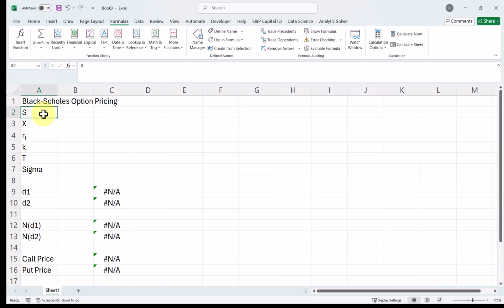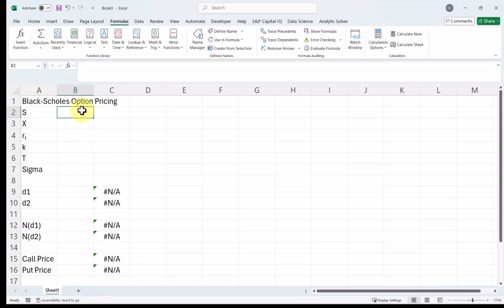Our variables are the stock price, the strike price or the exercise price, the risk-free rate, the dividend yield, and that's denoted with a K, the time to the expiration date for the options, and that's in years, and that's denoted with a T, and then the volatility of the underlying stock, and that's denoted with sigma.